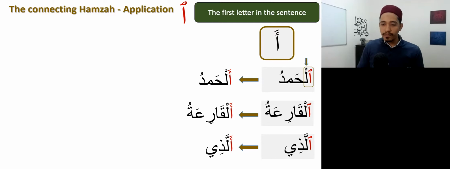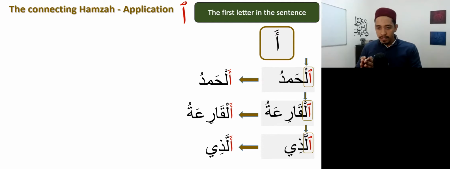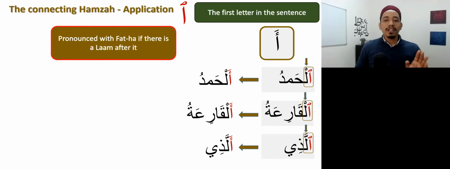Here's how. If you look at all three examples, you'll see that after the connecting Hamza, in the beginning of the sentence, you find a lam. Whether the lam has a sukoon or it has a shadda, there's a lam there. And that's the rule. The connecting Hamza will be pronounced with a fatha if there is a lam after it. Very easy, very simple, very plain, very straightforward. Let's look at more examples.